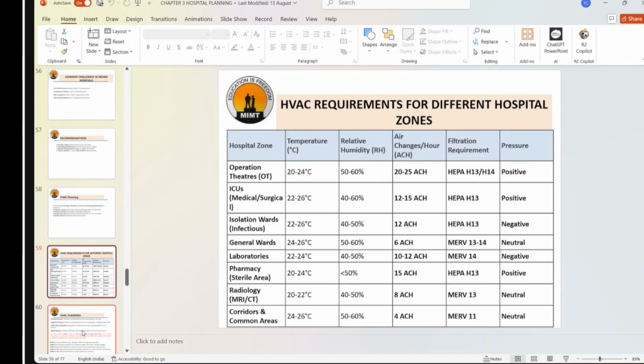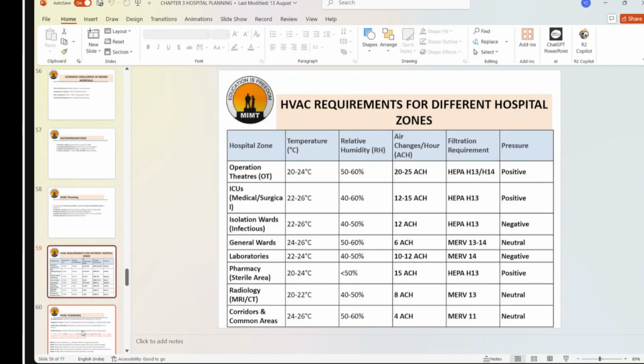side, as we keep in the OT, operation theater, to keep the drugs' potency intact and all that kind of things. And 15 air changes, HEPA filter is also there, and the positive pressure is required. Radiology temperature is 20 to 22, 40 to 50% humidity, 8 air exchanges, MERV 13 and neutral.